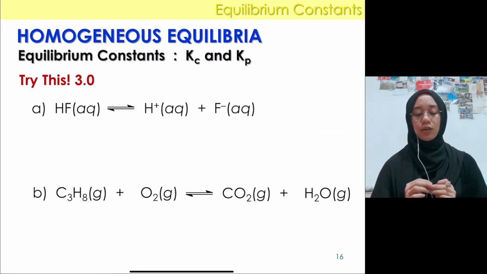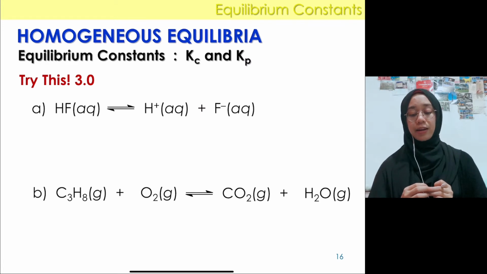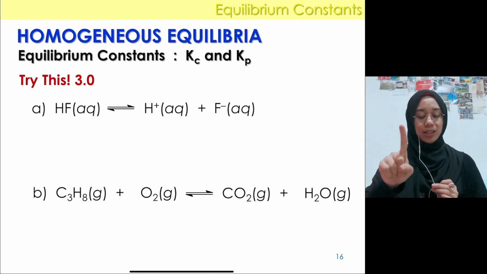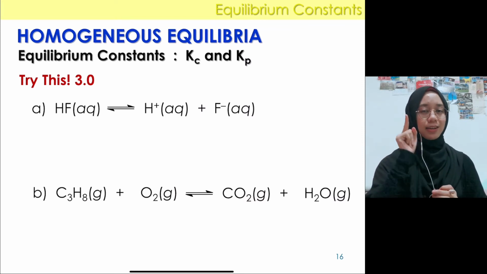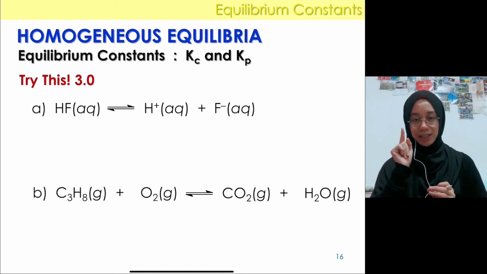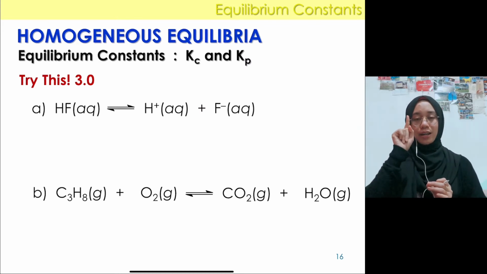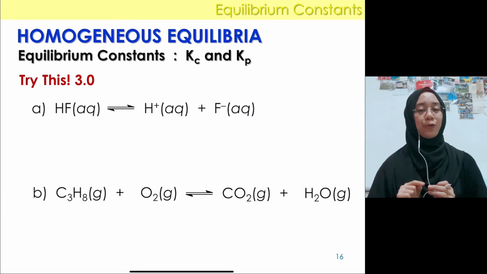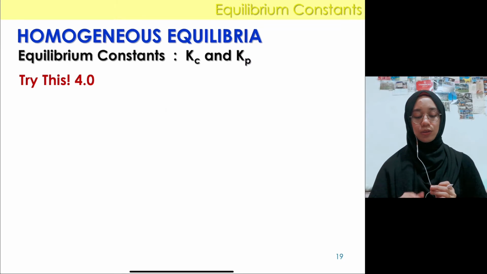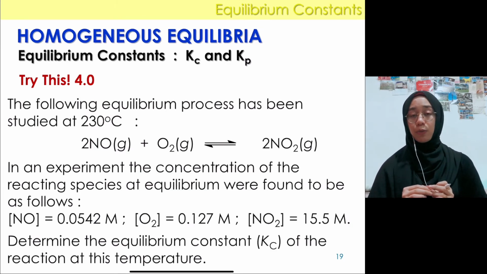Okay, so now you can try this 3.0. Okay, kamu try buat yang ni. So write the Kc and Kp for these two reactions here. Okay, tapi make sure balancekan equation. Double check your equation. Okay, so sebelum kamu nak tulis Kc dan Kp, you have to balance the equation first. So ini untuk try this 3.0, and then also please try untuk 4.0.